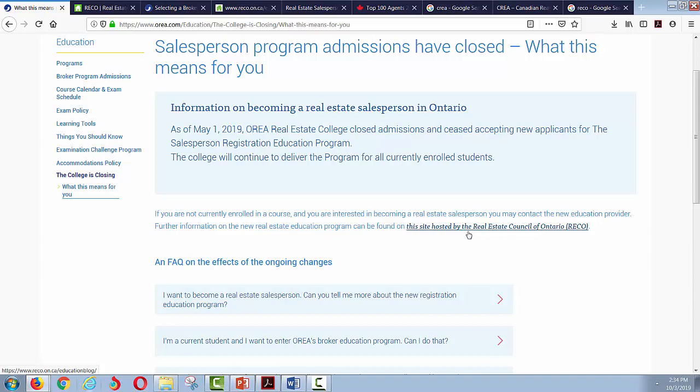But they now have a provider. It's hosted by the Real Estate Council of Ontario, and the provider is Humber College. Before that, it was only AREA. It's not like you could take it all over the place at different places through AREA either. So it's pretty much the same thing. They're just using an established Ontario college to better facilitate the education program.